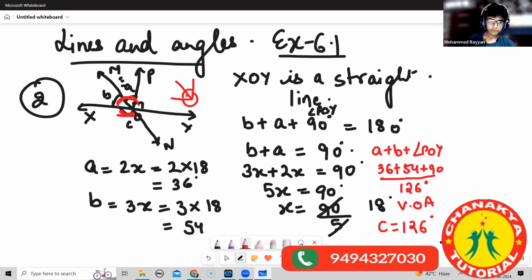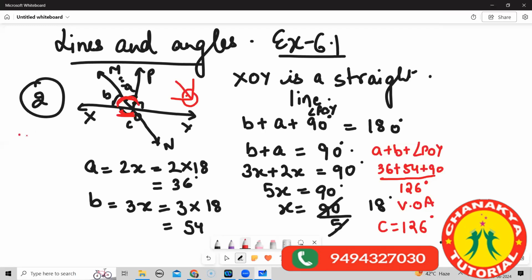No, ma'am, from the book. In the book, it's shown that angle C and A, POY are vertically opposite. B is only vertically opposite to NOY. But XY and MN intersect at O, na? You will consider that one point also. Ma'am, but if we add A plus B plus POY, then we'll get 180 degrees. No, ma'am, 36 plus 54 plus 90. It's 180.